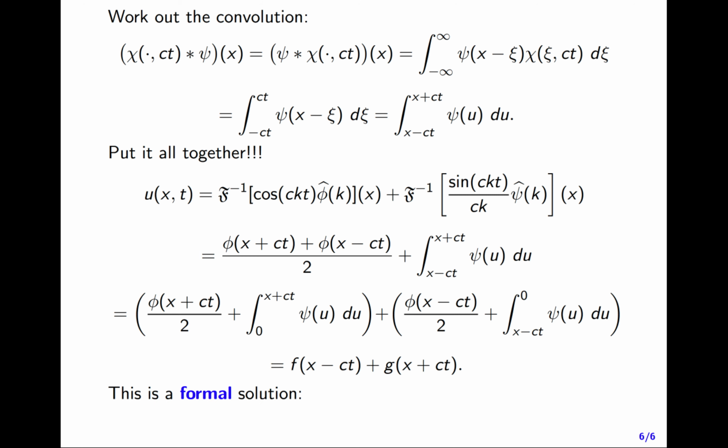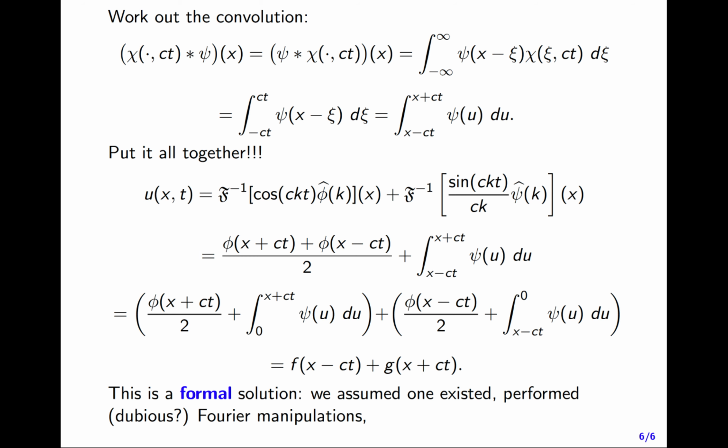Now let me emphasize this is a formal solution, and whenever we use the word formal in this class, and we've used it a lot before, we mean something that is symbol pushing and useful, but quite possibly unjustified and not rigorous. We assumed that we had a solution in the first place, and that everything was nice enough that we could do all our Fourier business. Sometimes we didn't always justify all those Fourier multiplications and manipulations, and we got a nice formula in the end.